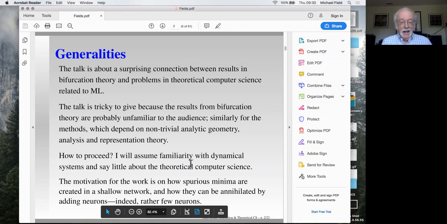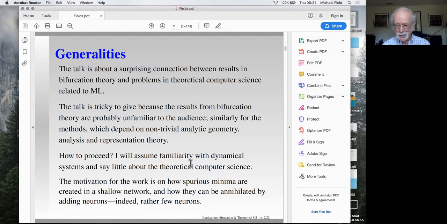Okay, so the motivation for this work is on how spurious minima are created in a shallow neural network and how they can be annihilated by adding neurons, indeed rather few neurons.